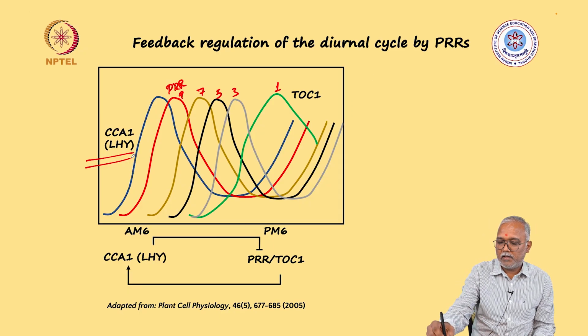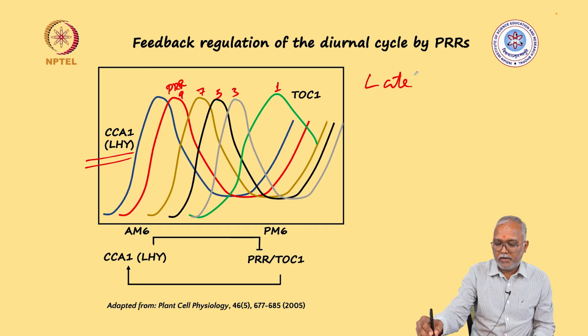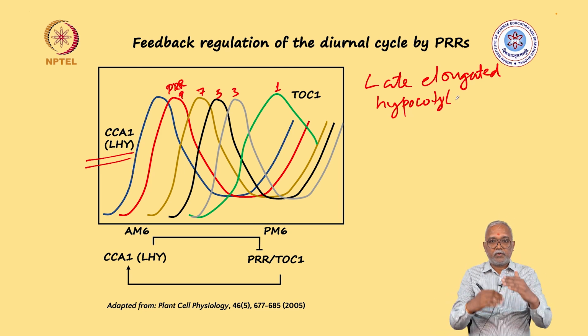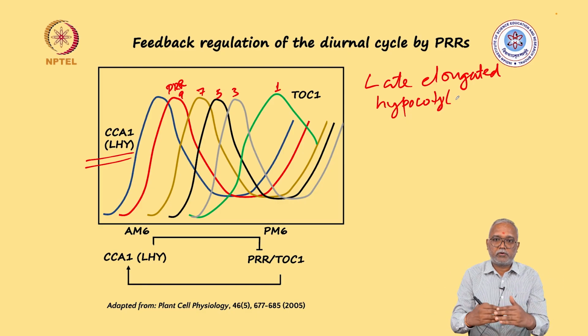This is called late elongated hypocotyl. Hypocotyl is the region below the cotyledon which should grow only to a definite size before leaves are out and expanded and mediate the function.